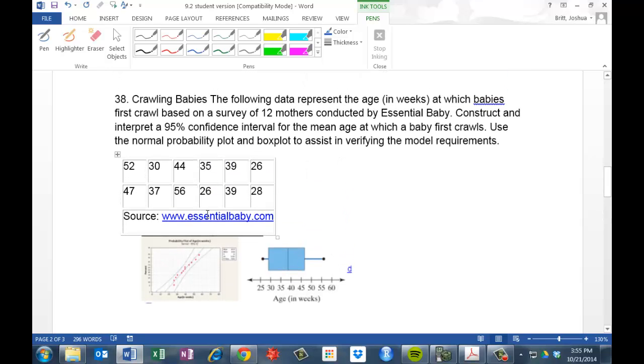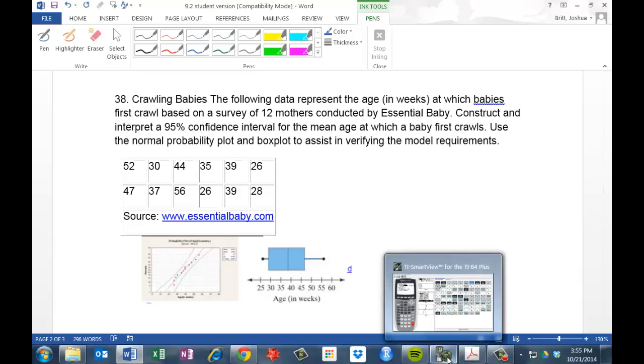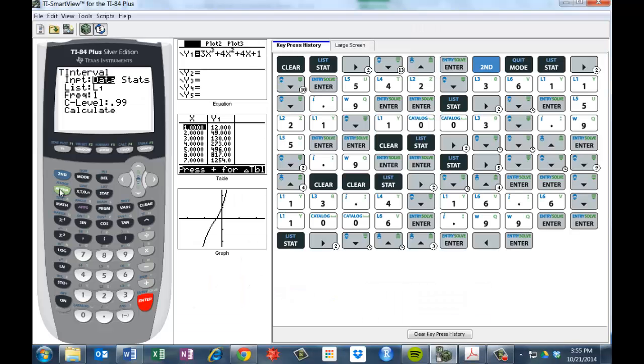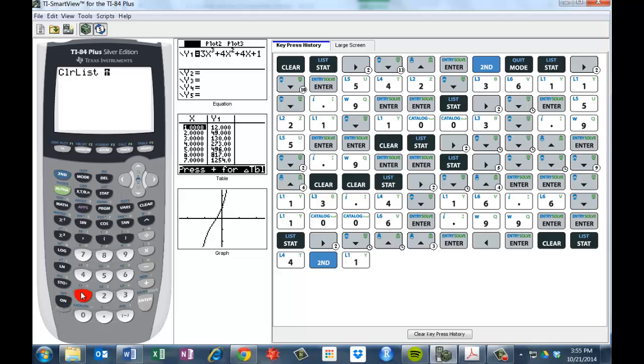All right, so let me show you how to do this. First thing you want to do when you're given a set of data instead of the summary statistics is clear everything out, go to stat, and make sure your list 1 is clear. So hit 4 and then L1. Okay, and then go back to stat and edit your list.